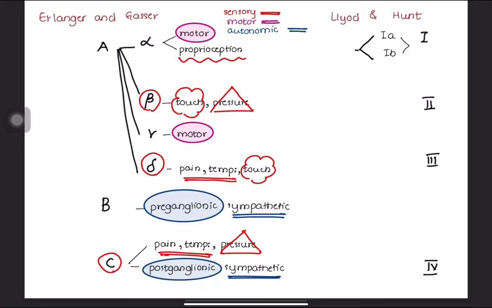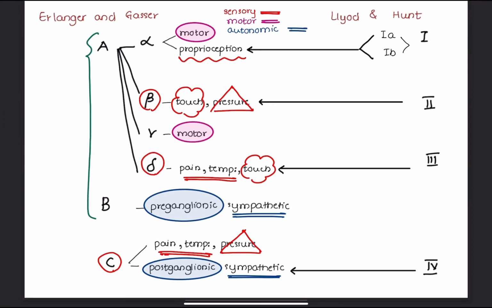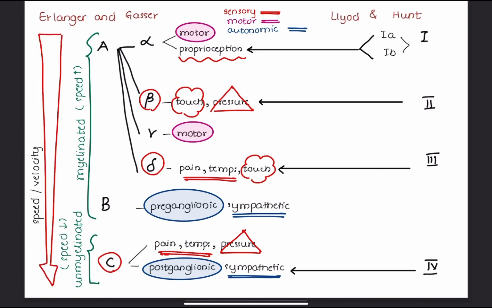The second system, the Lloyd, applies only to the sensory nerve fibers and uses Roman numerals in the classification. Fiber A beta and type 1 to 3 fibers are myelinated fibers, whereas type C and type 4 are unmyelinated fibers. Myelinated fibers have faster velocity in conducting impulses and have larger size in diameter.